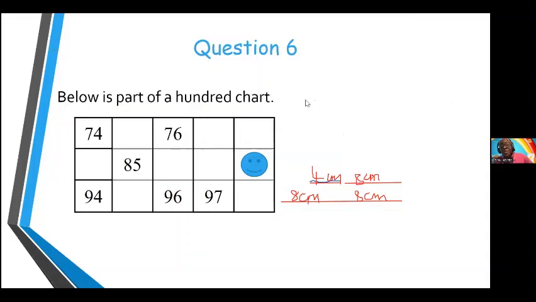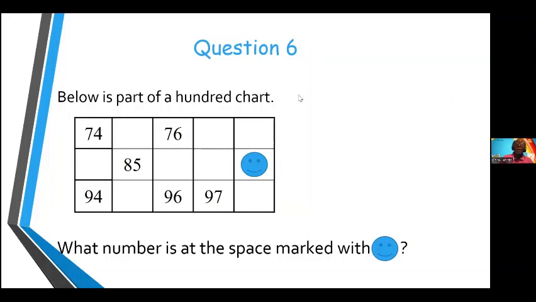In question 6, so we'll clear the drawings quickly in a while. In question 6, we have a 100 chart, or a part of a 100 chart, I should say. Now, in this chart, we are being asked to find what number is marked with the smiley face. All right. Now, I see some people jumping ahead and telling me 88, 88, 88. I hear some 88s coming in fast and furious.